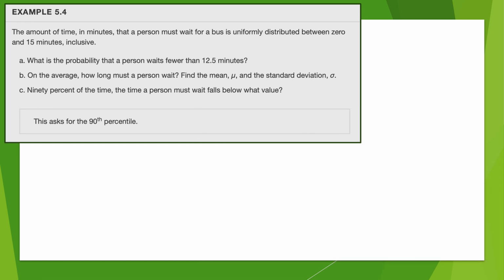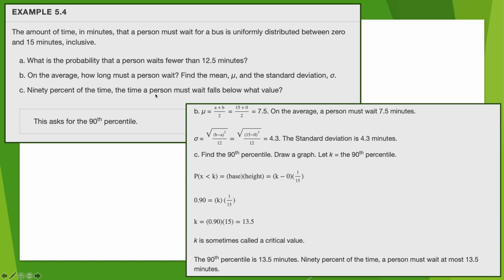Now, as far as the rest of the calculations go, to find mu, or the mean for this sample, it's just a plus b over 2, which is 15 plus 0 over 2, which is 7.5. So on average, a person waits about 7.5 minutes for the bus. And the standard deviation is the square root of b minus a, b highest value, a lowest value. That's 15 minus 0. I square it, I divide by 12, and then I take the square root, and I get 4.3. So that standard deviation is 4.3 minutes.